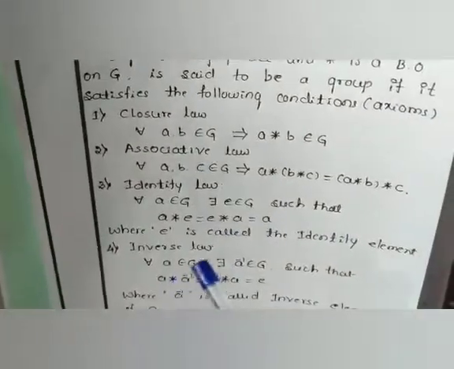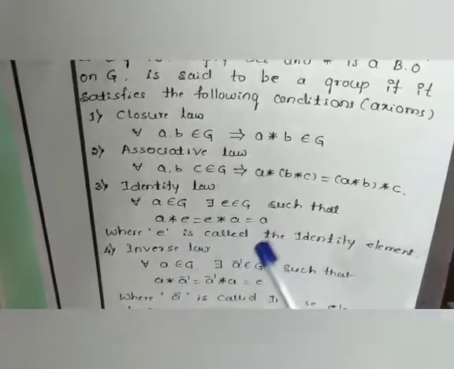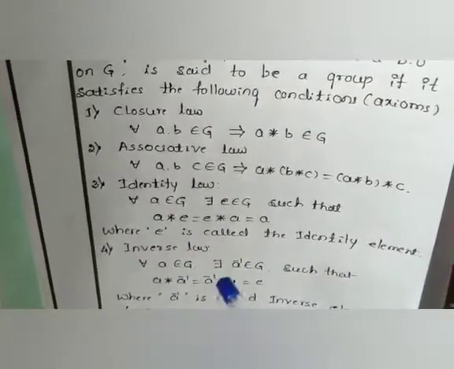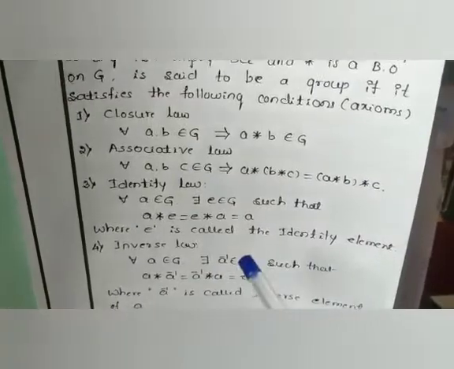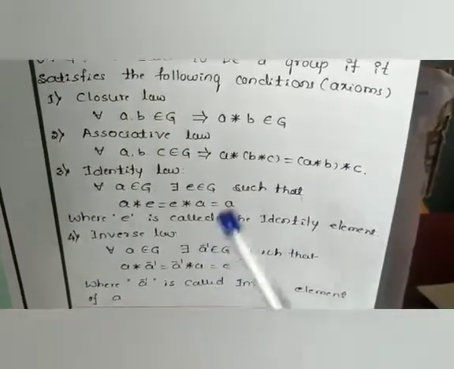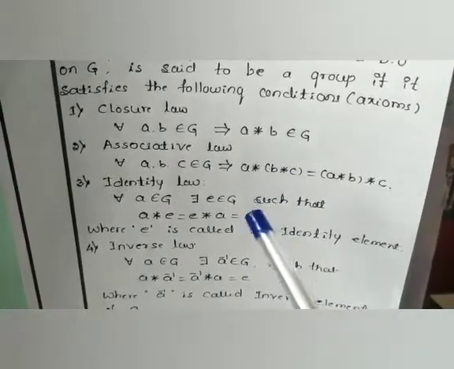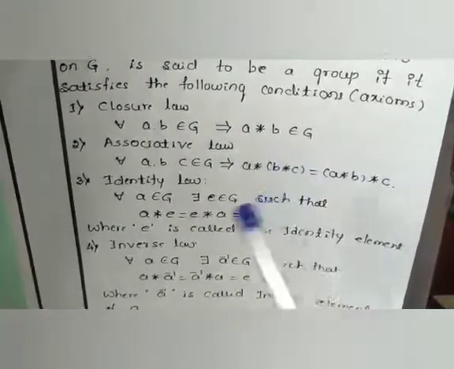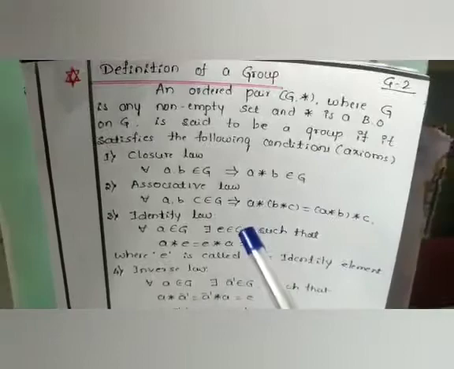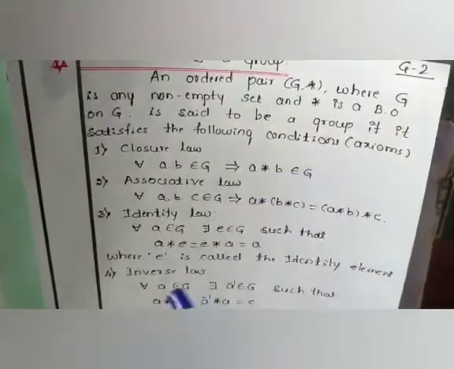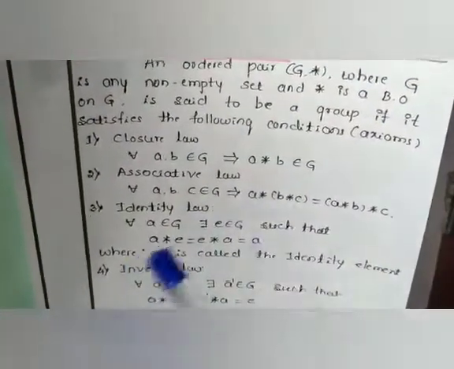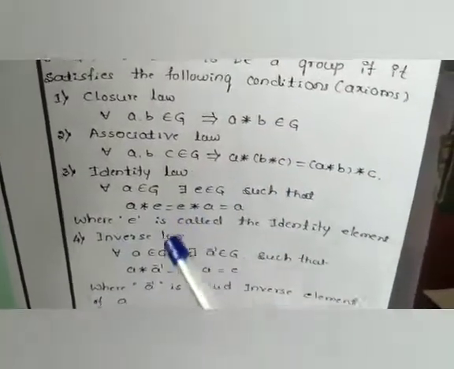Then what is the inverse law? You have to say for every a belongs to G, there exists a inverse belongs to G such that a star a inverse equal to a inverse star a equal to e. You should remember these. After reading and writing these laws, the definition of a group, close your eyes and recall frankly what is the closure law, associative law, identity law and the inverse law.